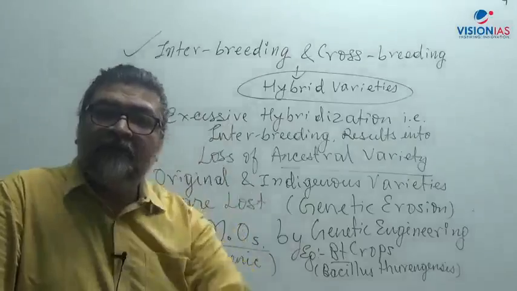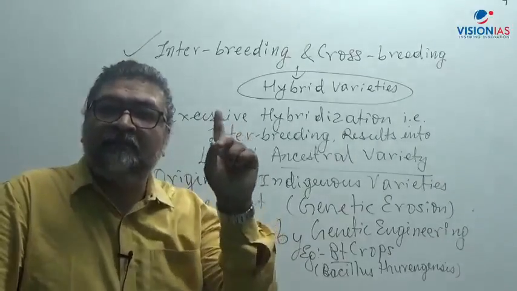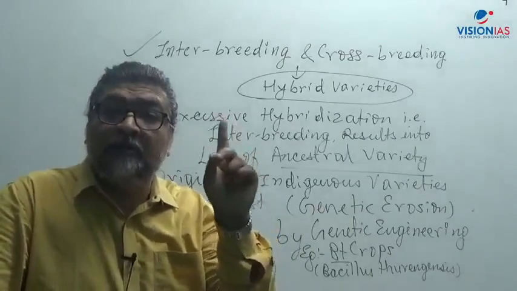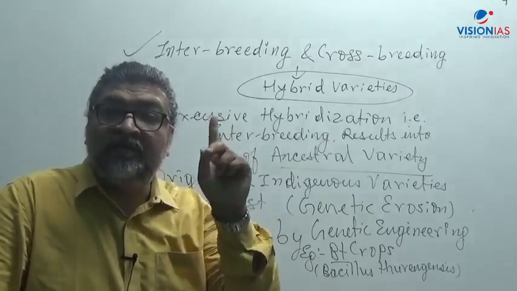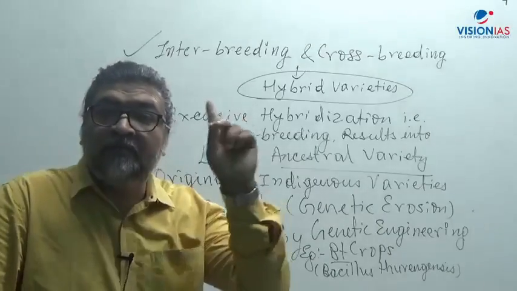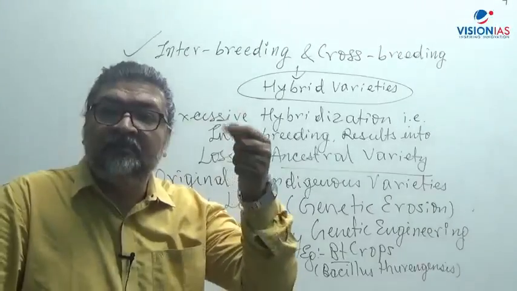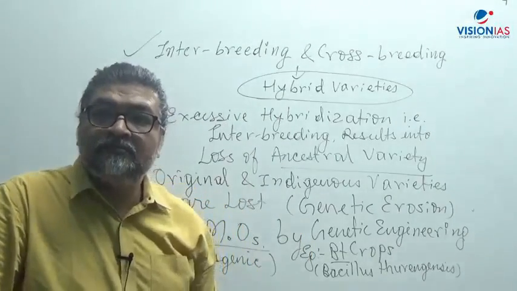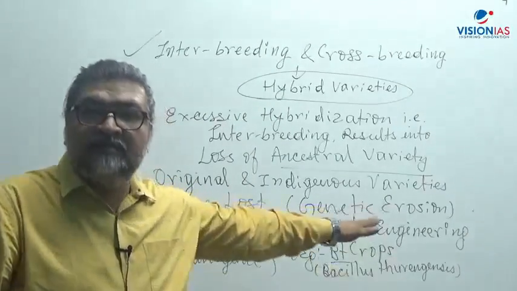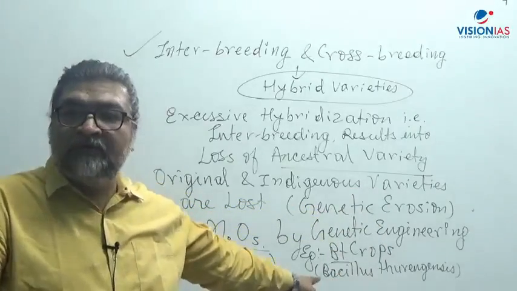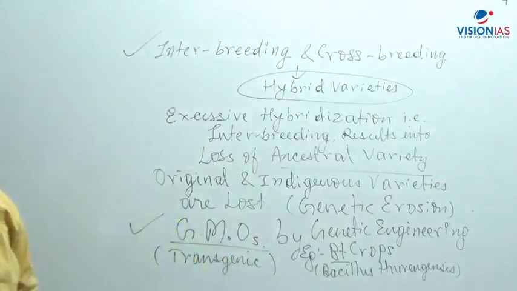And who are getting benefited? Big multinational companies like Monsanto. You know about the company called Monsanto? Monsanto, GM seeds and all. Big industries, big multinational companies, they are going to earn money. So it is a big concern. That's what GM, genetically modified organism, is a big concern there.